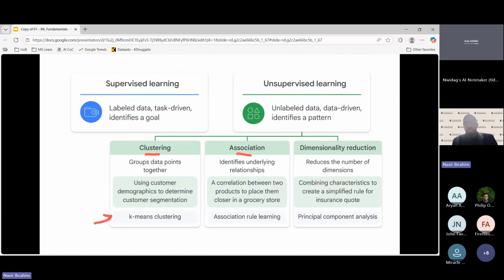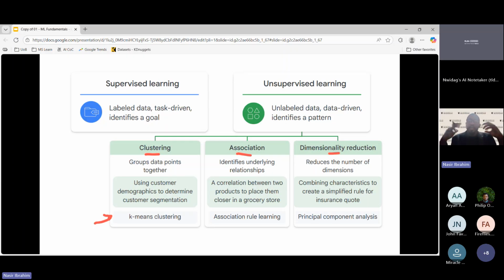And then you have another class of problem, which is association, which identifies the relationship between different attributes. And then you have dimensionality reduction, and this is a class of unsupervised learning where it reduces the number of dimensions. So you might have a case where you have a data set with so many features, maybe hundreds of features, and it will be quite computationally complex to build a model with that number of high cardinality of features.